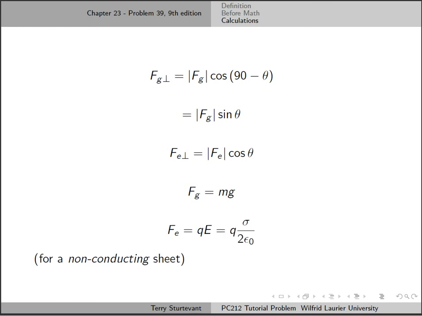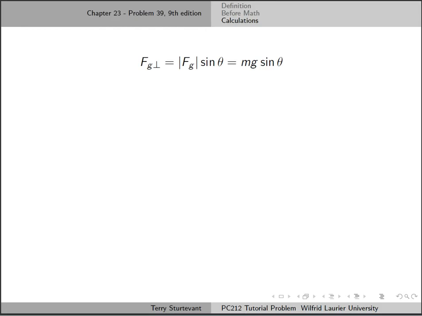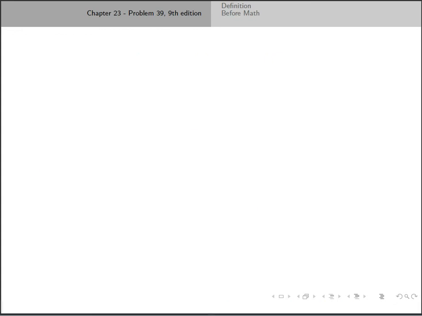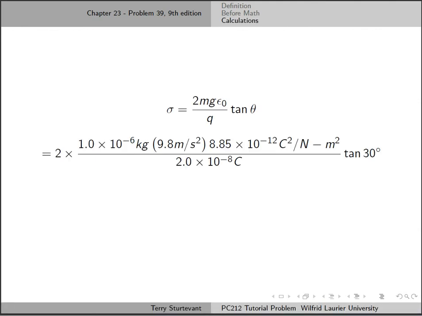And so when we include what the values are for these forces, now for the non-conducting sheet, the force is the charge times the electric field. The electric field for a non-conducting sheet is sigma over 2 epsilon naught. So we can make these substitutions, set the two perpendicular components equal to each other, and this gives us an equation for the charge density, which is 2 mg epsilon naught over q times the tan of theta. So then if we plug in the values that we have from the original problem, we wind up with a value of 5 times 10 to the minus 9 coulombs per square meter.